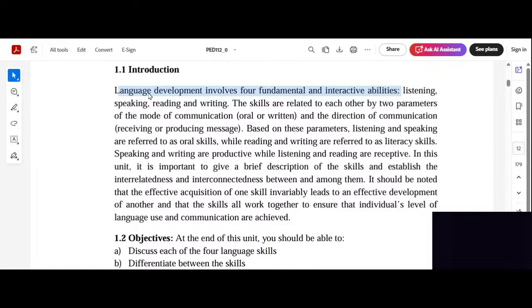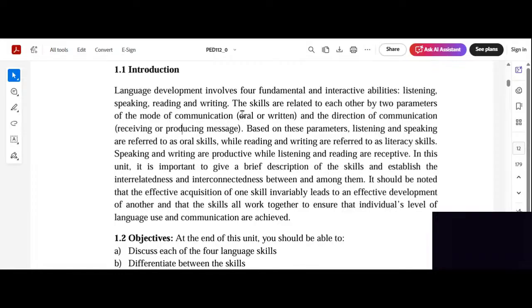Language development, I'll take that again, involves four fundamental and interactive abilities. Like I've mentioned earlier, I would be able to speak well in a language if I, of course, can do the following. One, listen in that language, speak in that language, read in that language, and then write in that language. The LSRW: listening, speaking, reading, and writing.